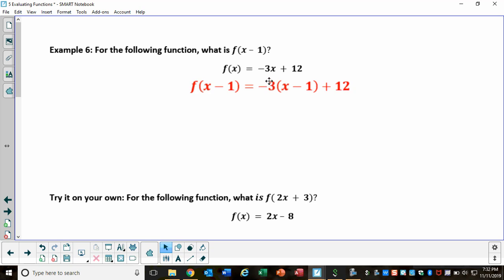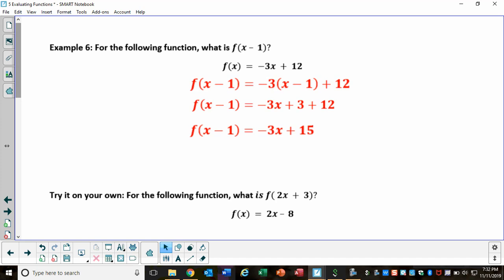Now I just go ahead and solve. I'm going to distribute the negative 3. So now I have negative 3x plus 3 plus 12. And now I'm going to combine my like terms. That's it. When they don't give you a specific number, you shouldn't get a specific number as your final answer. So lastly, you guys are going to try this one on your own, and you should get an expression for it.